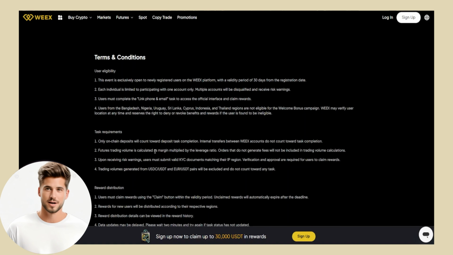Upon receiving risk warnings, users must submit valid KYC documents matching their IP region. Verification and approval are required for users to claim rewards. Trading volumes generated from USDT and USDC, these two stablecoins, and the Euro and USD pairs will be excluded and do not count towards any task.